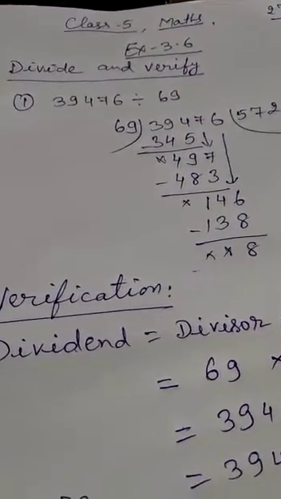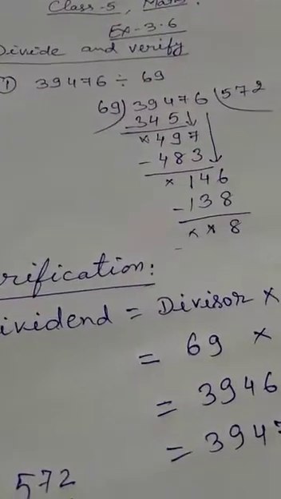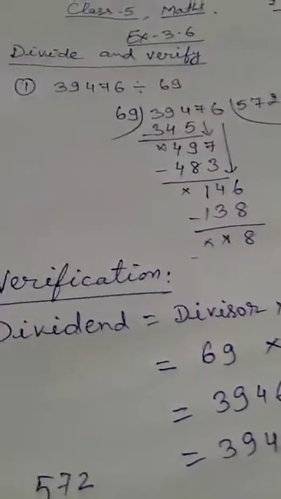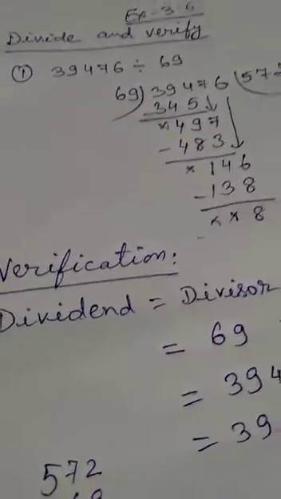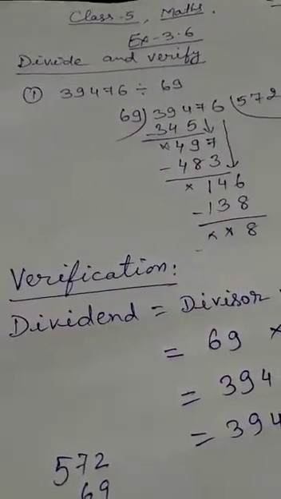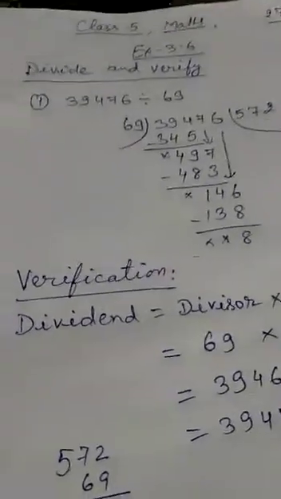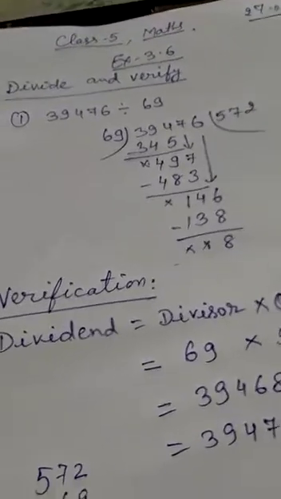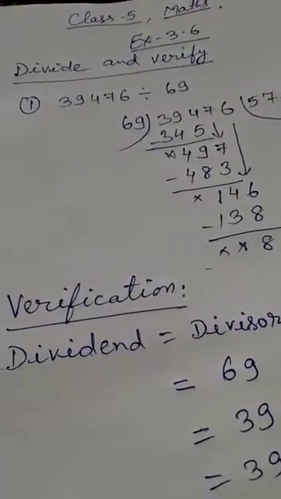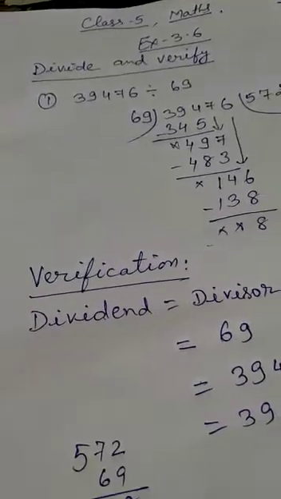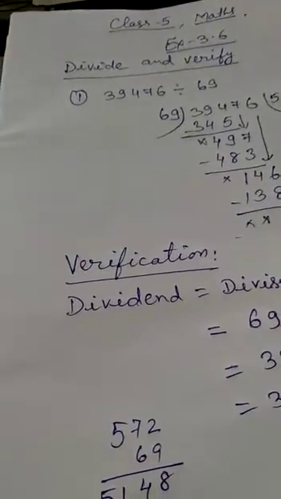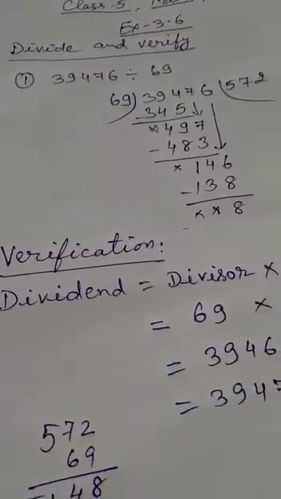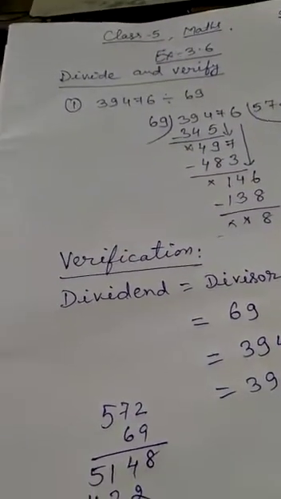This video is of class 5, math, exercise 3.6. In 3.6, we have to divide. Division we will do. So children, you have already learned the multiplication. Division is an inverse process of multiplication. And in division, there are 4 terms: dividend, divisor, quotient, and remainder.